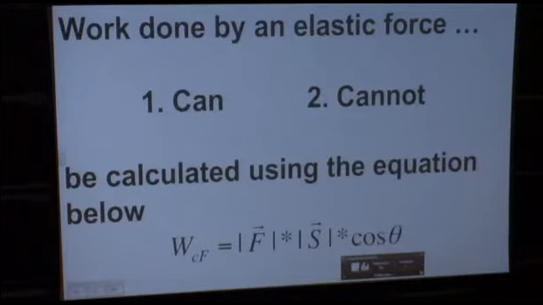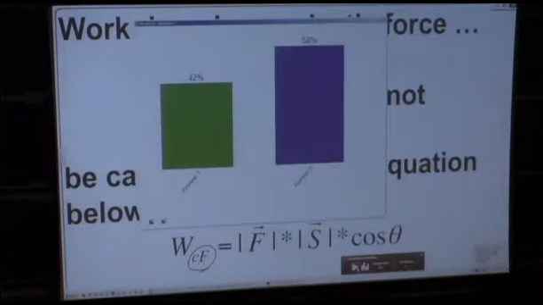This equation, of course, can be applied to only specific types of forces and cannot be applied to other forces. And the key is right here. Constant. If the force is constant, yes, constant force, we can apply this equation for calculating the work done by that force. But if it's not a constant force, we cannot.